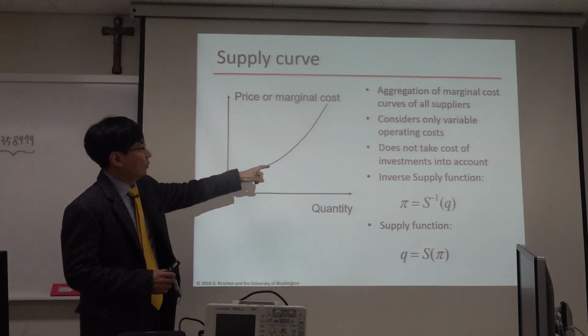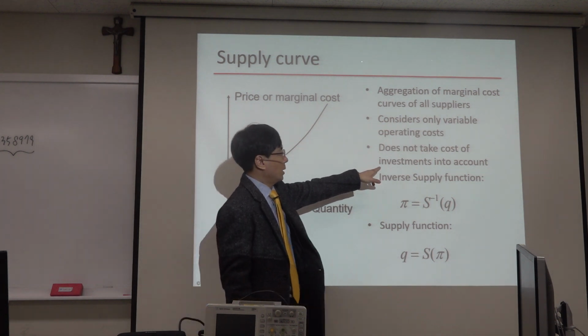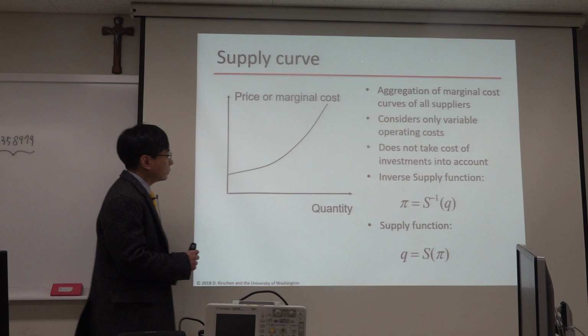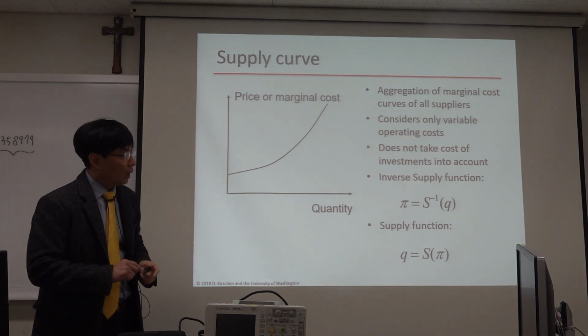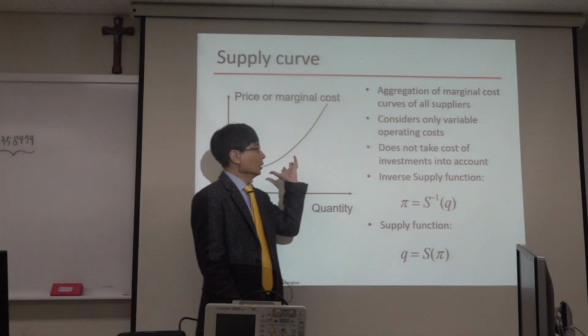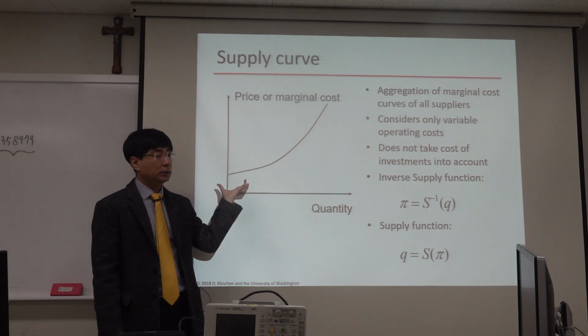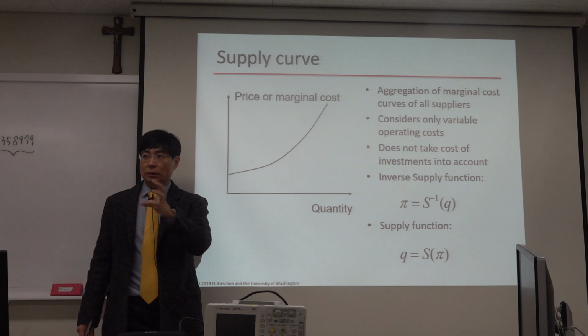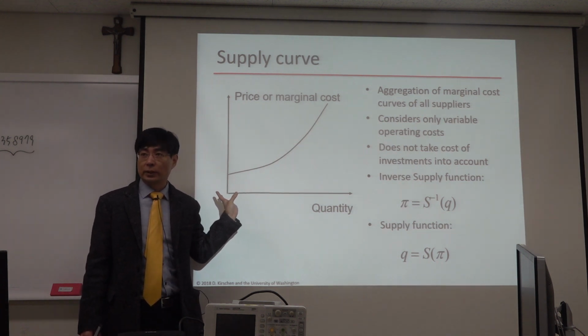So here we do not take the cost of investment into account. That means there is no fixed cost. And the reason why we are saying this with this graph is because this is the marginal cost. So even if there is a fixed cost, that is not reflected in this figure.